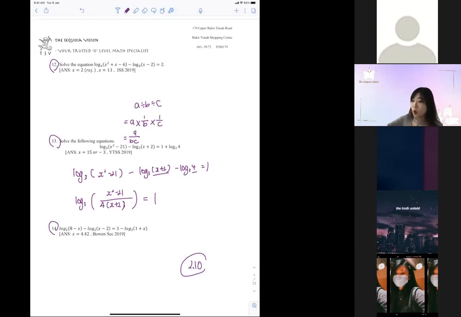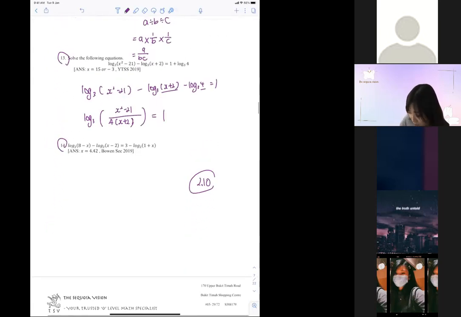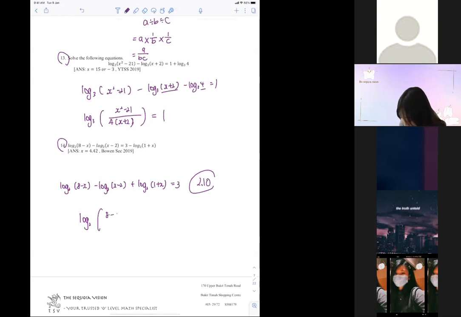If by plus means times, so go up, okay? The bracket goes up. This one. Okay. Minus means divide, plus means times, so it's 8 over x divided by x minus 2 times 1 plus x. So times means go up. Okay, top times top, bottom times bottom.